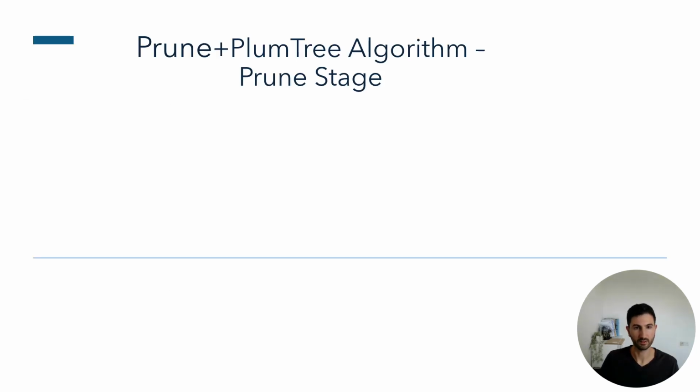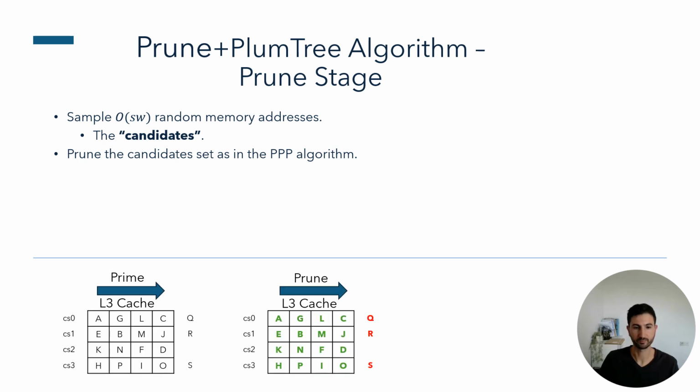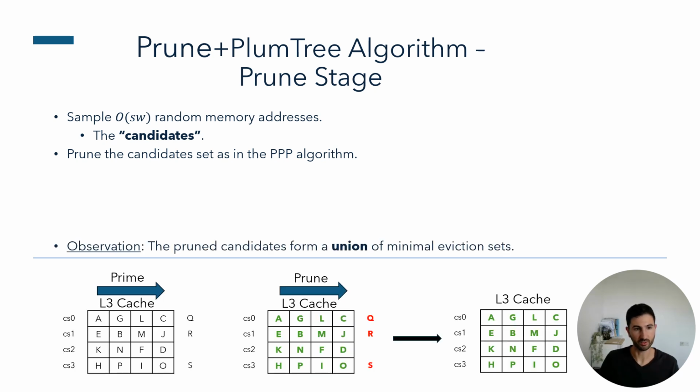First is the prune stage, in which we sample SW random memory addresses. We refer to that set as the candidates. We prune the candidate set as in the prime, prune, and probe algorithm. Observation: the pruned candidates form a union of minimal eviction sets.